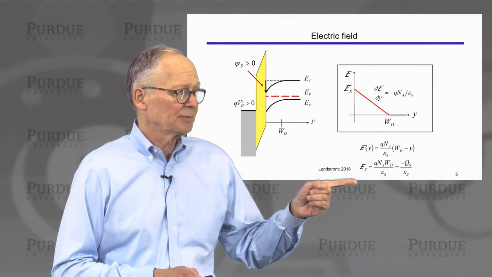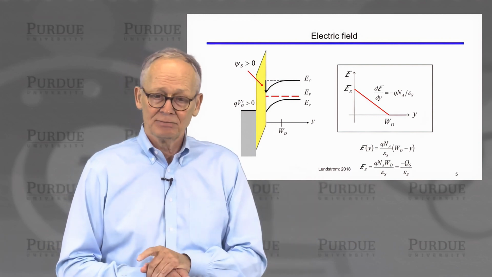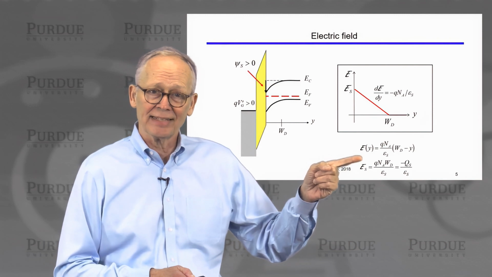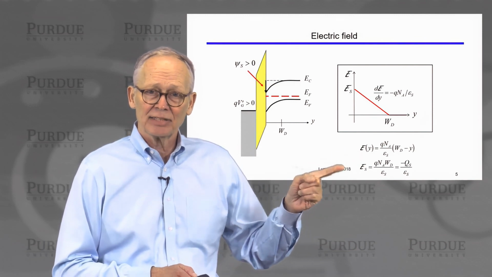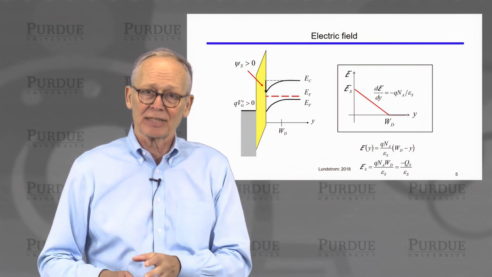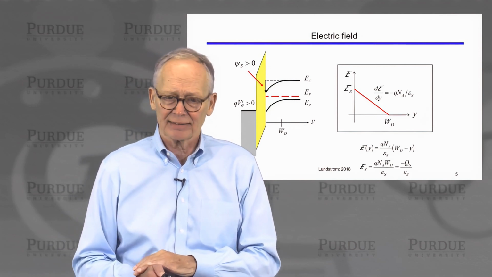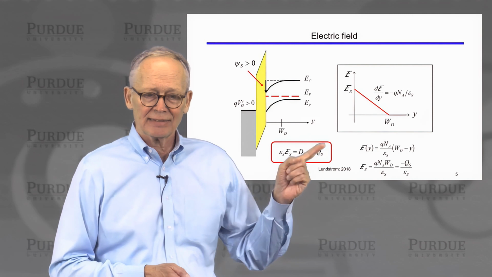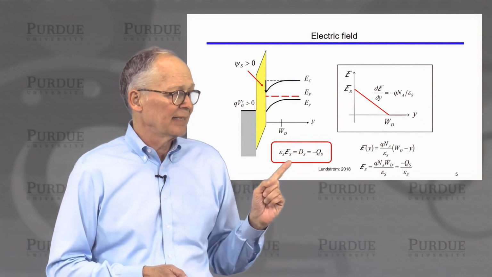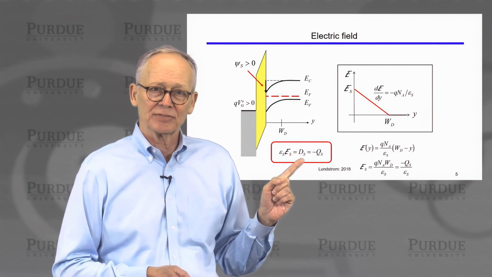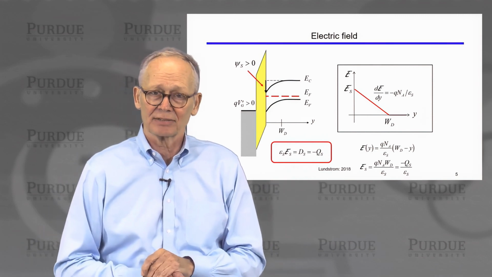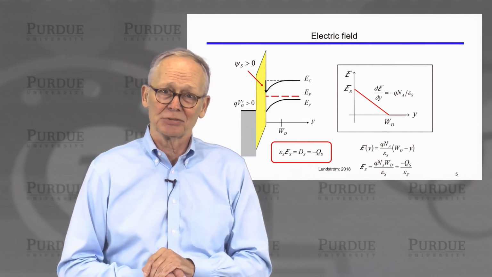So the electric field is equal to, actually the charge in the depletion region is negative because ionized acceptors are negative. So the electric field is minus the charge in the semiconductor divided by the dielectric constant. Or we can multiply through by dielectric constant epsilon and see that the displacement field at the surface of the semiconductor is just minus the total charge in the semiconductor. That's going to be useful for us to remember.